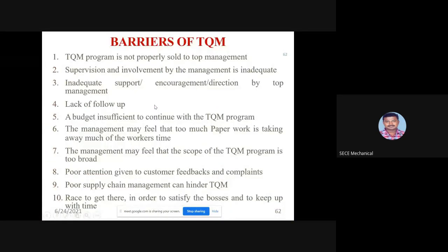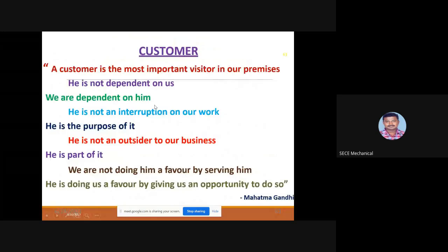And as we know very well about the customer, we frequently talked about the customer. The customer is the most important visitor in any kind of premises, and he is not dependent on us. We are dependent on the customer, the manufacturer or the organization. The customer is not an interruption on our work, and the customer is always the purpose of it. He is not an outsider to our business.